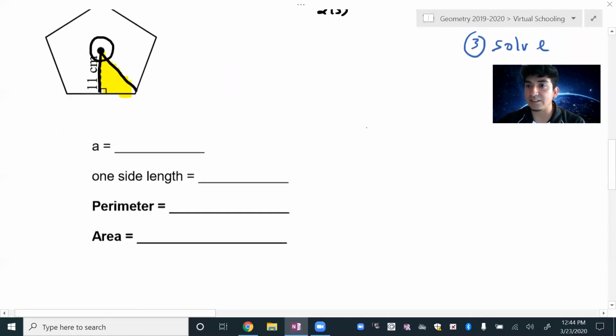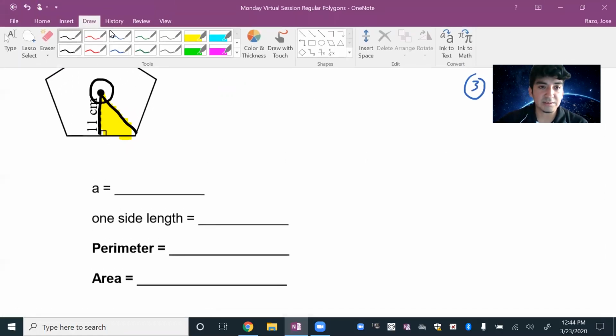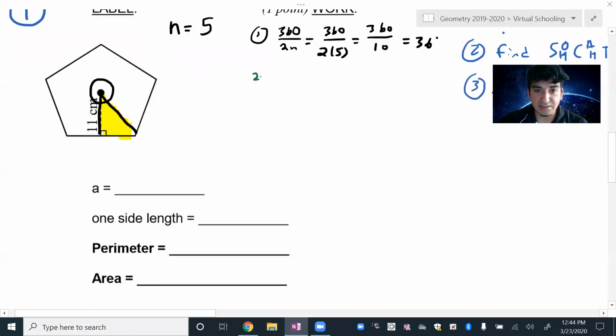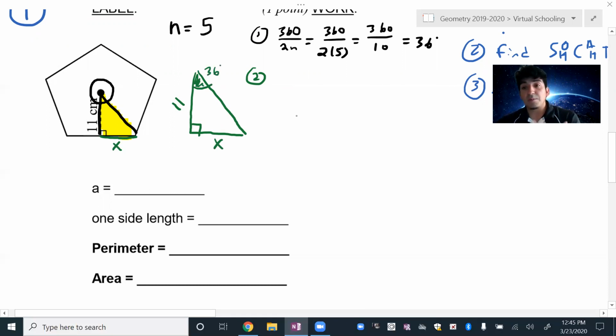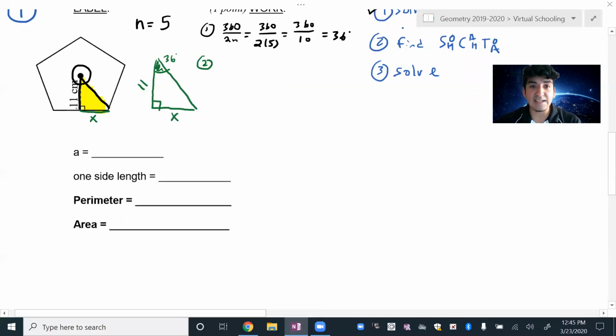Next step, I have to use SOHCAHTOA, which means I have to focus on this triangle. So I'm going to change my color. My second step is I'm going to use SOHCAHTOA. So I'm going here, here, and here. This is 11, and I don't know what this part is because that's going to be this part right here. That's going to be x. And this angle here is worth 36 degrees. There are parts that I'm given in this problem, and I'm given that the hypotenuse is 11, so this has to be automatically 11. So this is 11 centimeters.